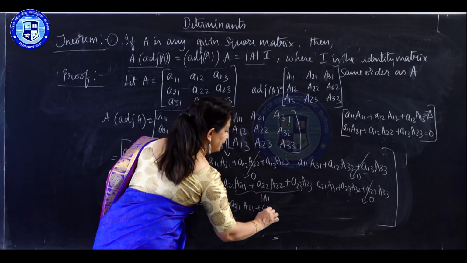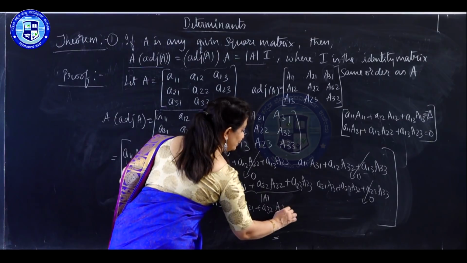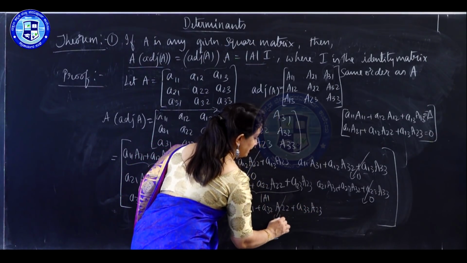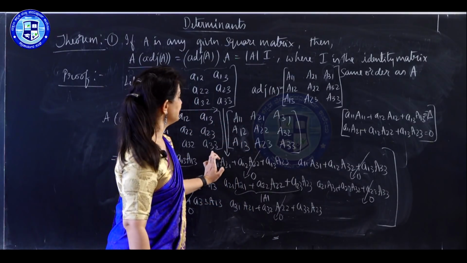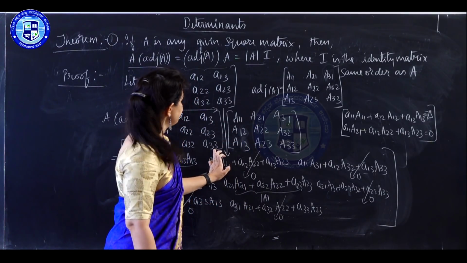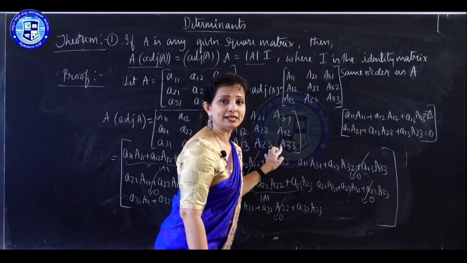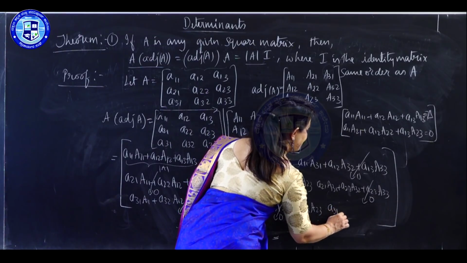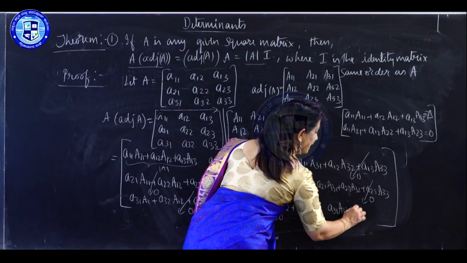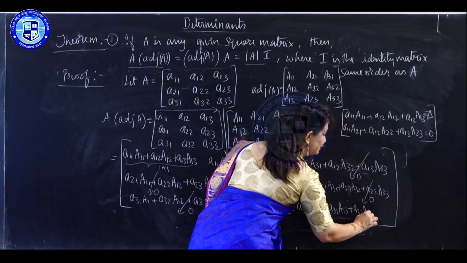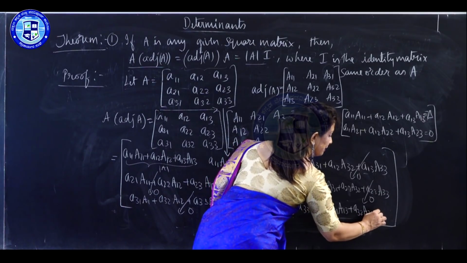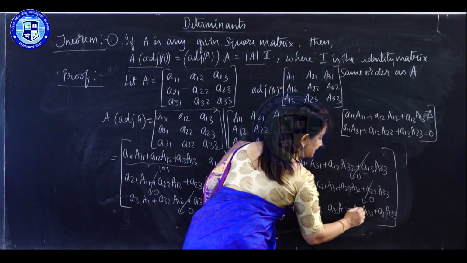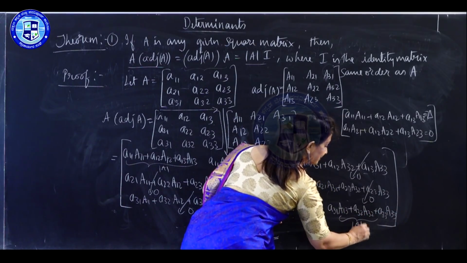Next, third row second column, it is 0. Now finally, third row elements are multiplied by the cofactors of the corresponding third row elements, and they sum up to determinant A. Yes, A31 into its cofactor, A32 into its cofactor plus A33 into its cofactor, it is determinant A.